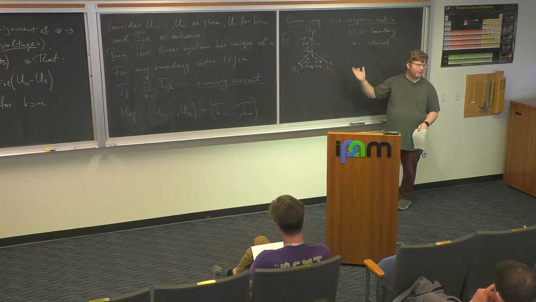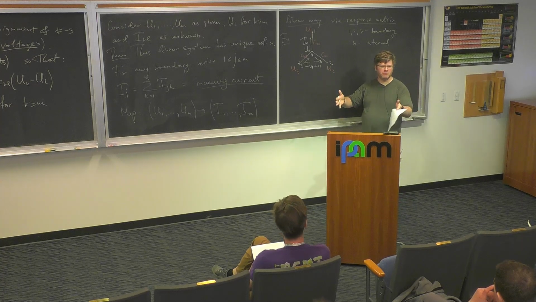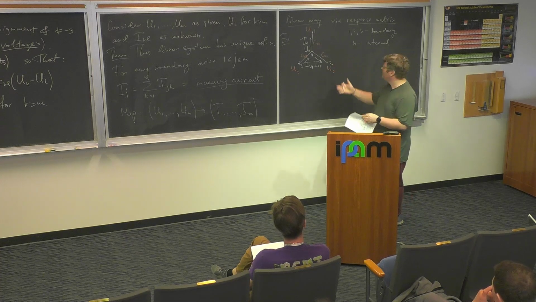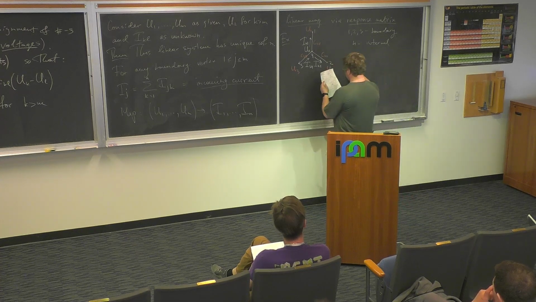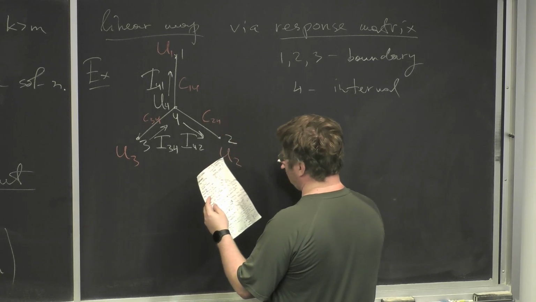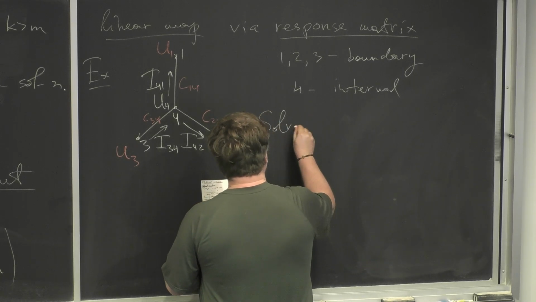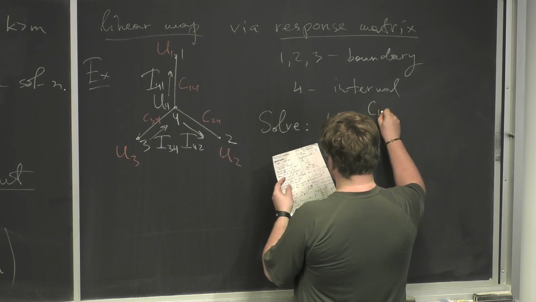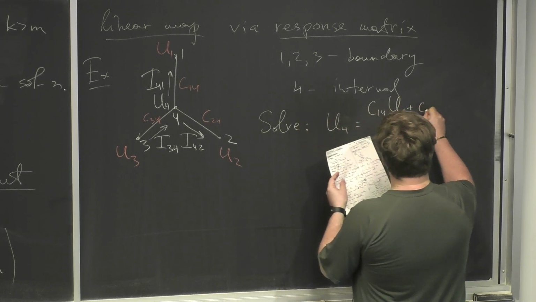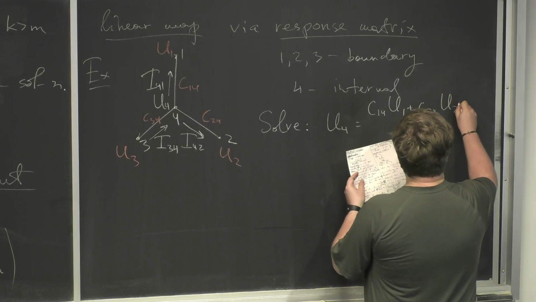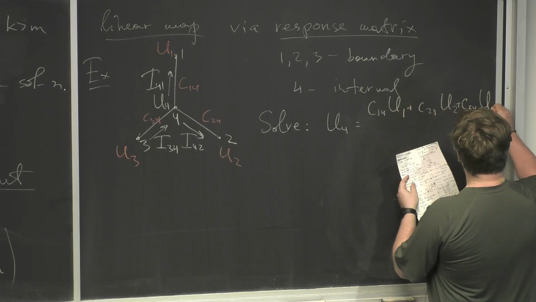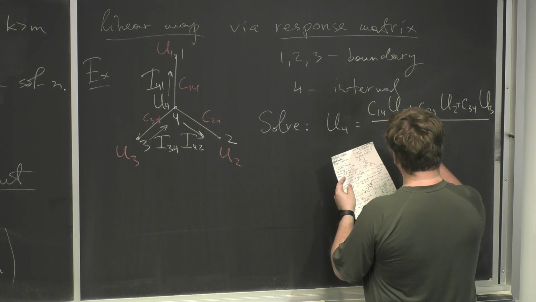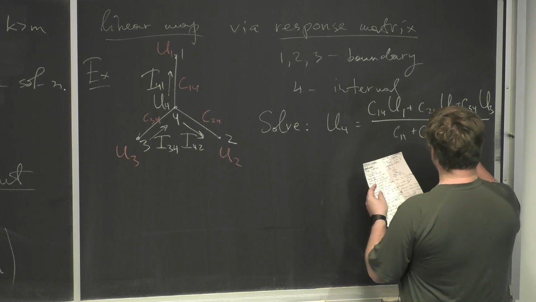So I honestly went to Maple. This is ancient software made in Canada. So I solved the system. And it told me, so it's enough to find U4. Everything else follows from it. So once I solved it, it told me that U4 will be equal to C14 U1 plus C24 U2 plus C34 U3, divided by C14 plus C24 plus C34.